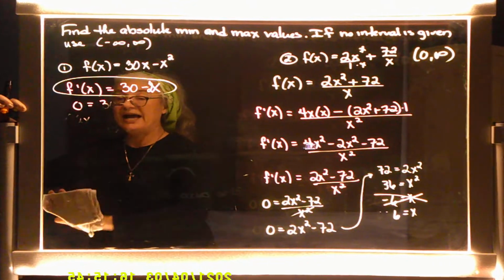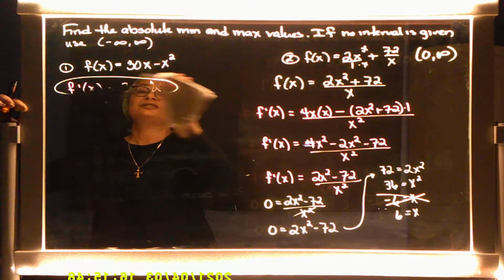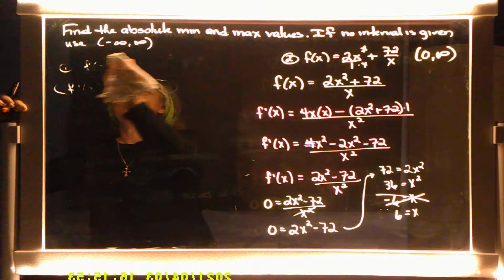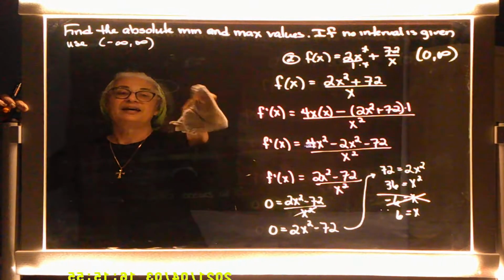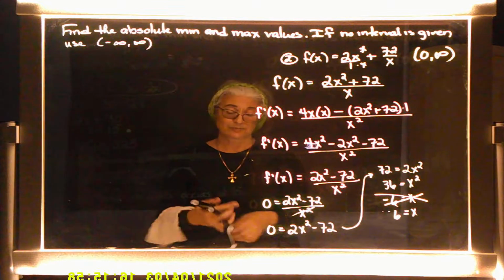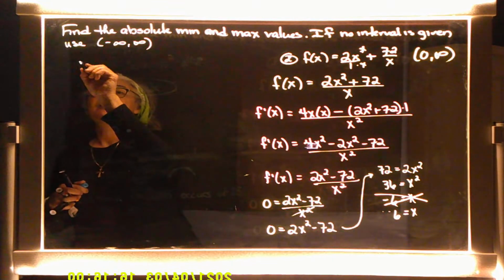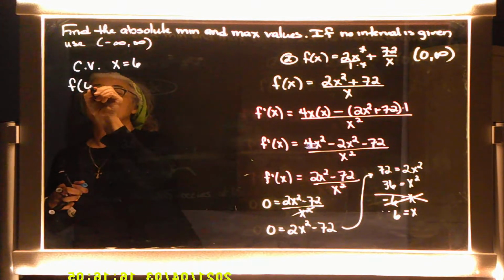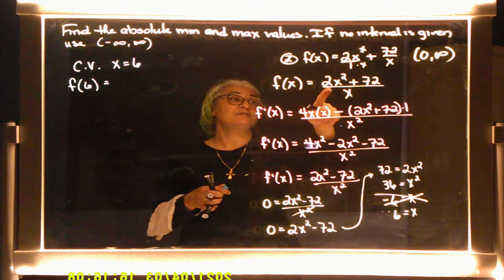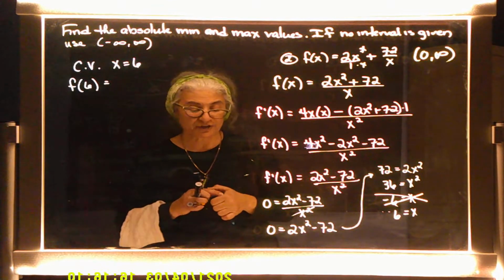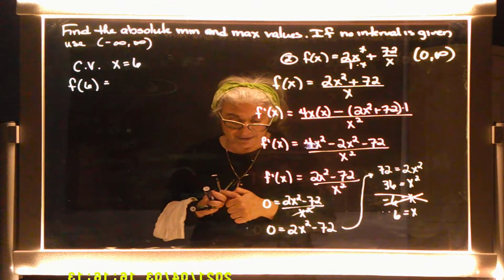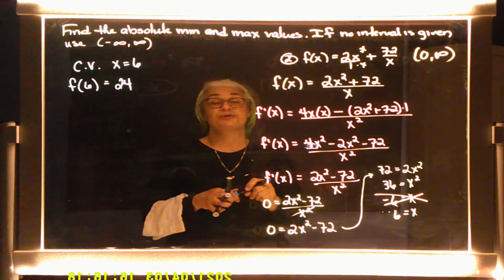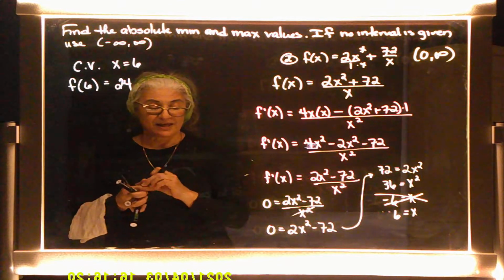All right, so I have my one critical value, that's x equals 6, and now I've got to find the y that goes with it. Excellent, which is why I'm getting some board space for us. So my critical value is x equals 6. To find f of 6, you have to plug it in, don't you? All right, let's see, what did I get when I plugged it in? I got 24. Hopefully you agree.